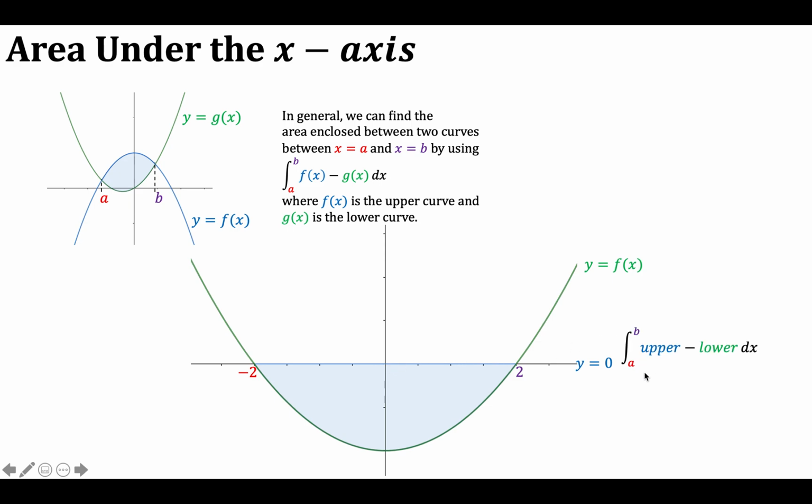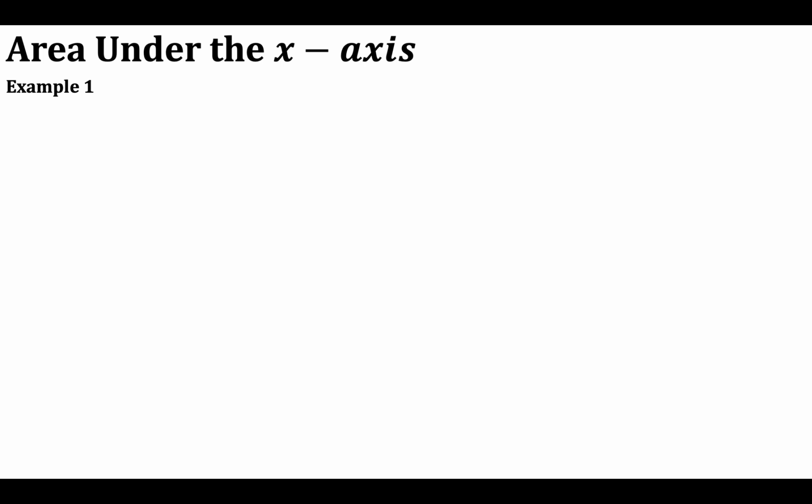So I know that in general I can integrate between a and b, and it's the upper curve minus the lower curve with respect to x. But here my upper curve is y equals 0, and I'm subtracting f of x. And you can see I've given you two limits here. I've just called them -2 and 2. So that's what's going to happen for the area under the x-axis. We need to pay attention to the x-axis and know that its equation is y equals 0.